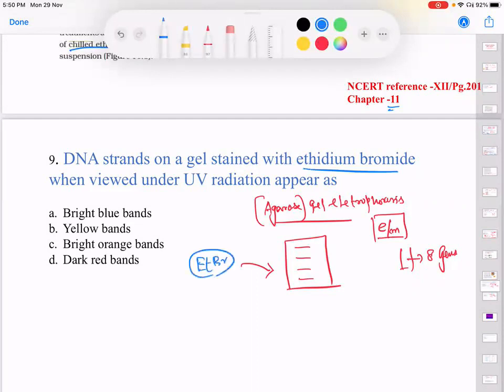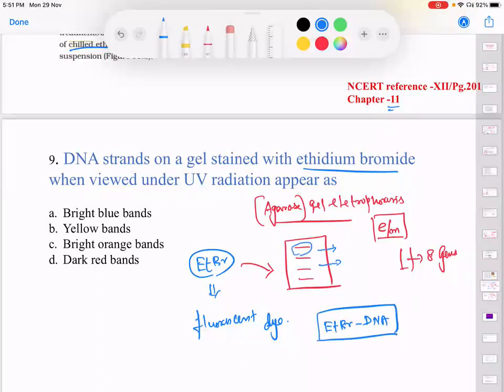You add ethidium bromide. Ethidium bromide is basically a fluorescent dye, which means that you smear the ethidium bromide throughout the gel. So this region doesn't have any DNA. This region doesn't have any DNA, but this region has got DNA. So wherever the ethidium bromide binds with the DNA, it is going to form an ethidium bromide DNA complex. Once the ethidium bromide complexes with the DNA, this is going to fluoresce. You're getting the point. So DNA on its own is not fluorescent, which means that there is no need for this step.